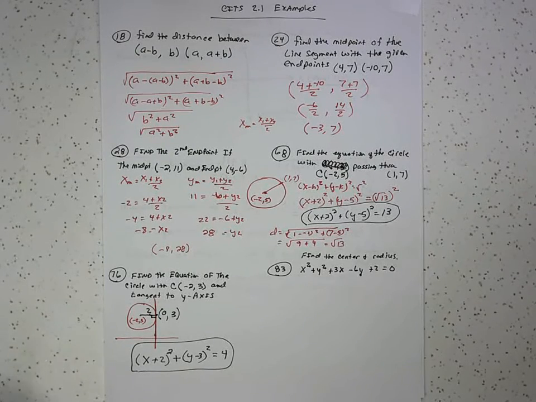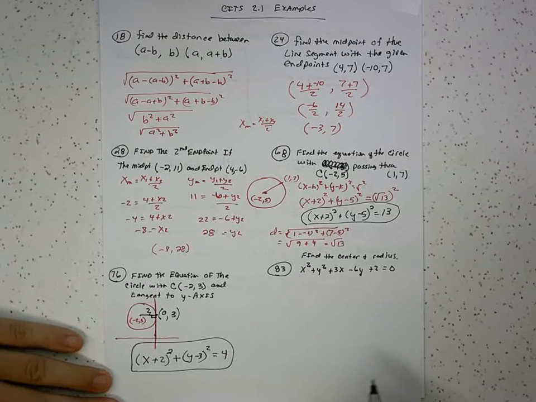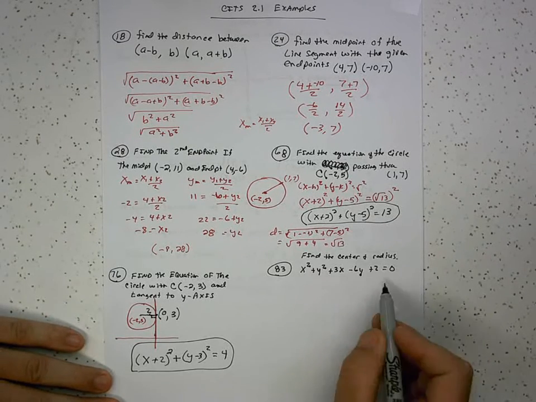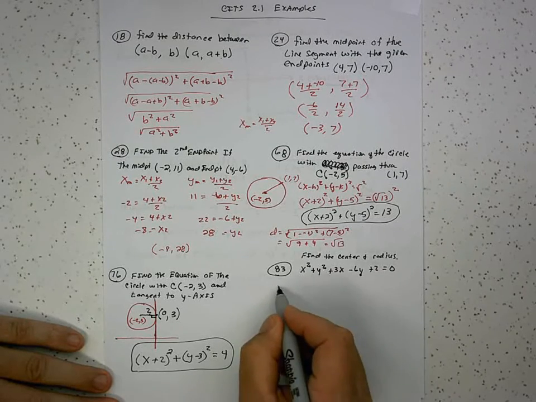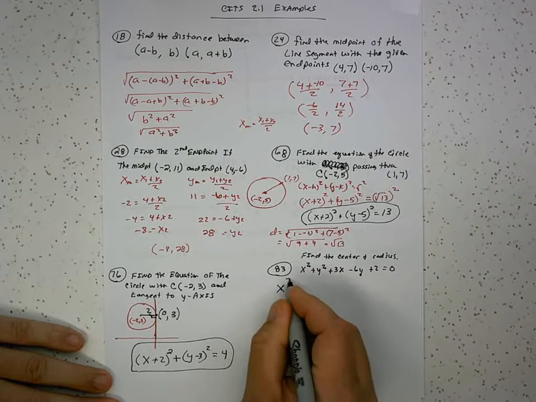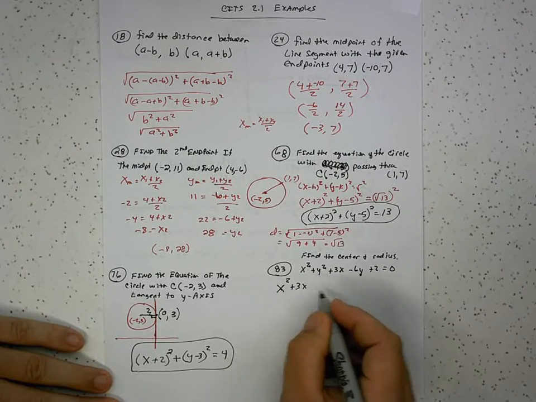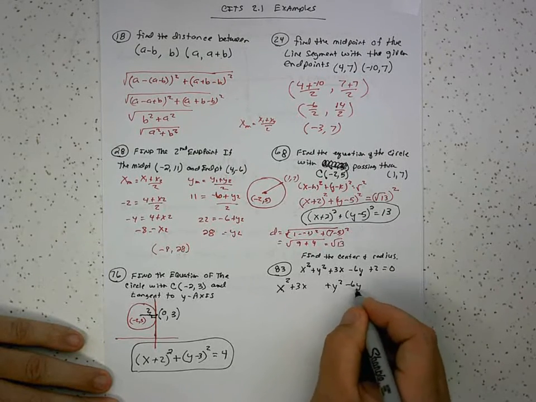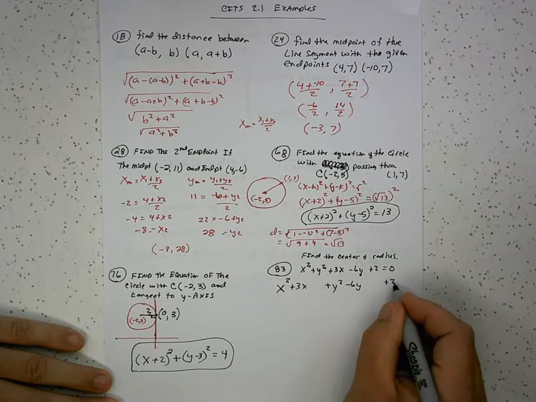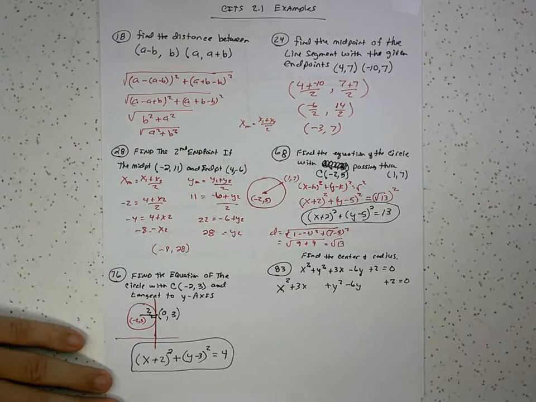Okay, so what we're going to do is we have to complete the square twice. So follow along. Remember, we went over completing the square back in chapter 1. So we're going to kind of follow along here. I'm going to separate the x's and y's. So it's x squared plus 3x plus y squared minus 6y plus 2 equals 0.